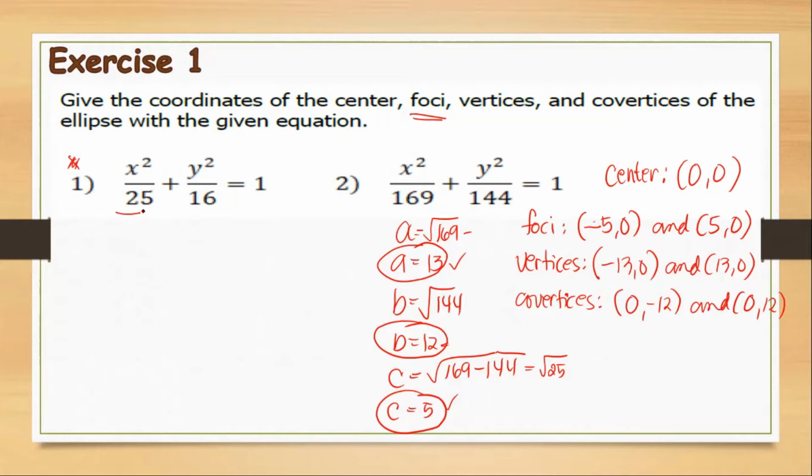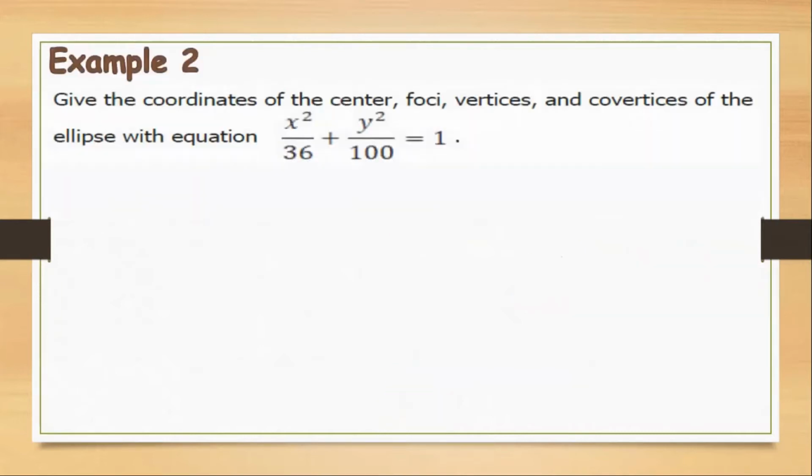So I will leave this answer to you. It's up to you to get the answer for that. Let's continue with our example 2. Give the coordinates of the center, foci, vertices, and co-vertices of the ellipse with this equation.